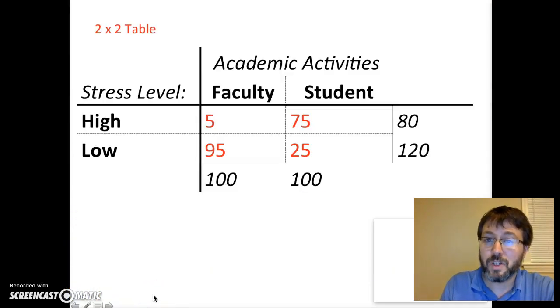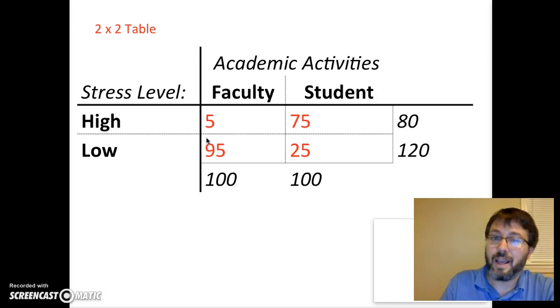So if we go back to our original example of stress level and academic activity, the Fisher exact test would be a perfect test to use for these data, because we see that the number of faculty with a high stress level is 5, so it's a very small number of observations in that cell. So we could much more reliably use the Fisher's exact test to see if there's a difference of stress level based on academic activity.